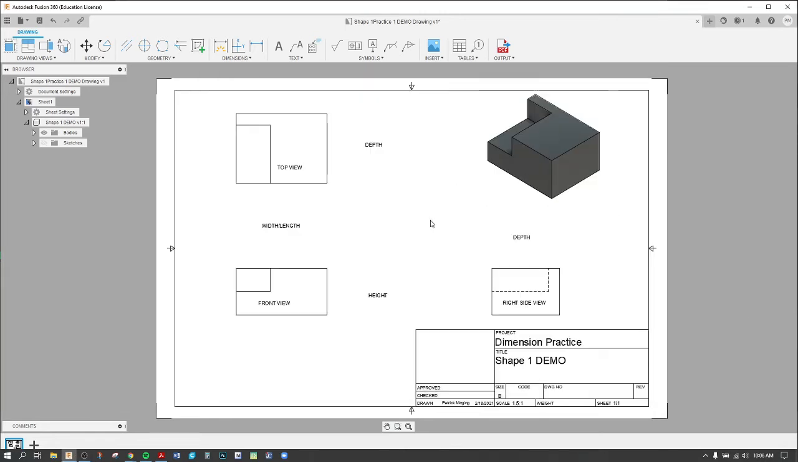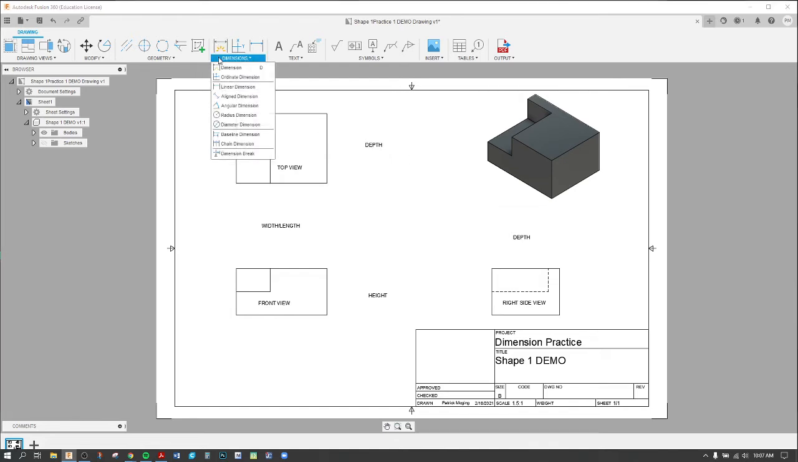Okay, here's going to be a quick demo video on your depth dimension. So placing your depth dimension so it is fully dimensioned without any duplicates. We can see our depth dimension can be shown in two locations. It can be shown in your right side view or your top view. Alright, so one or the other, but not both at the same time.